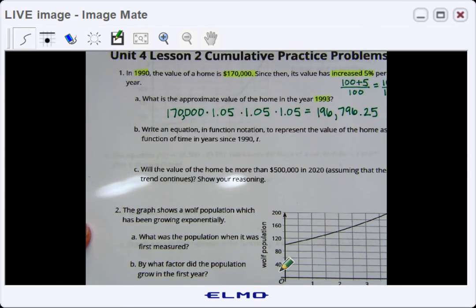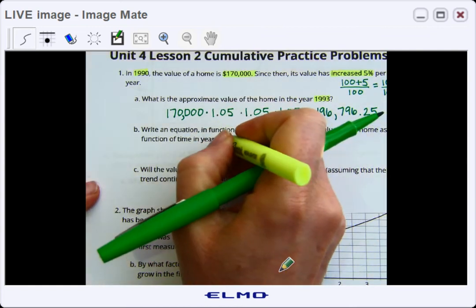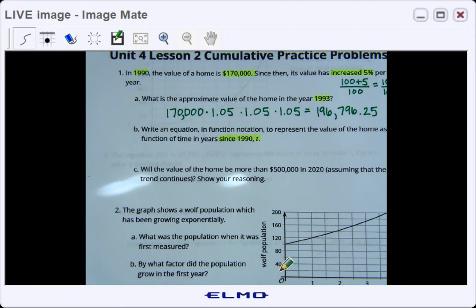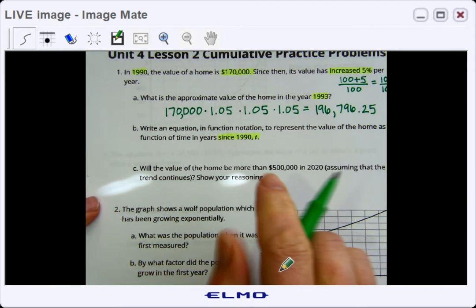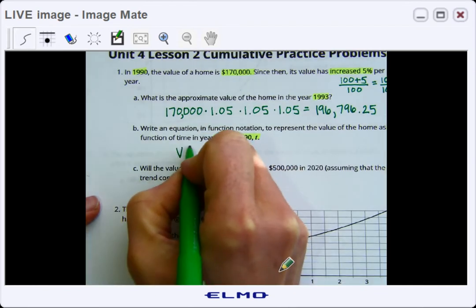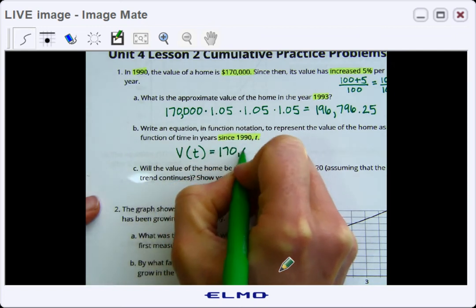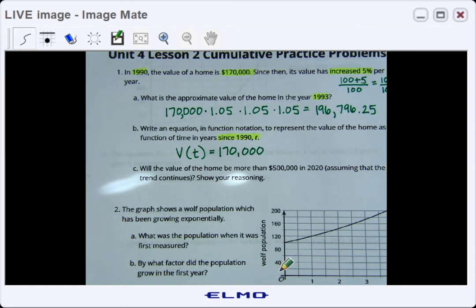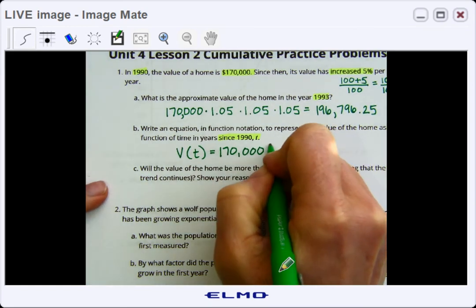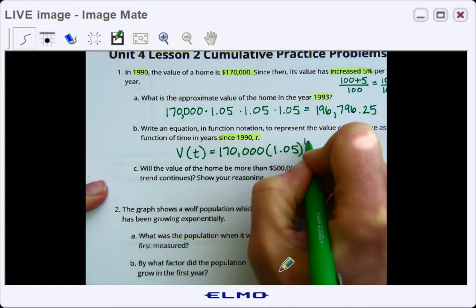All right, next, write an equation in function notation to represent the value of the home as a function of time in years since 1990. So that's going to be years since 1990. So we would say, and we have to use T for that. So maybe I'm going to use V for value. In 1990, the value was 170,000. It increases by 5% every year.